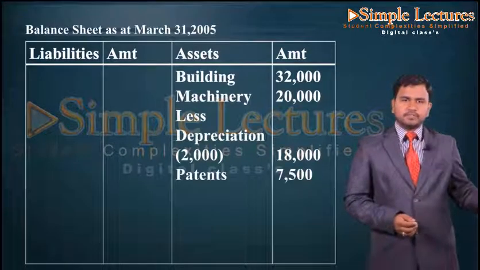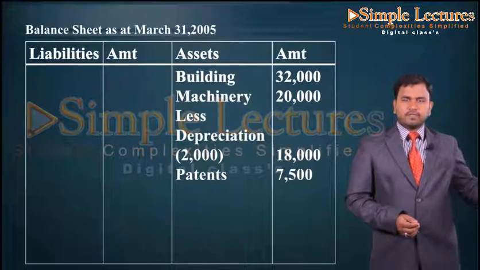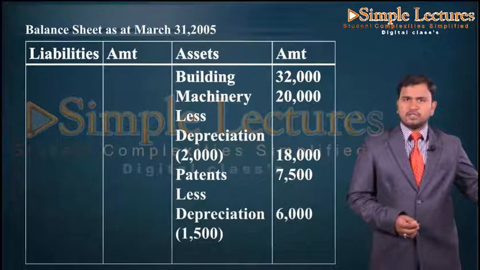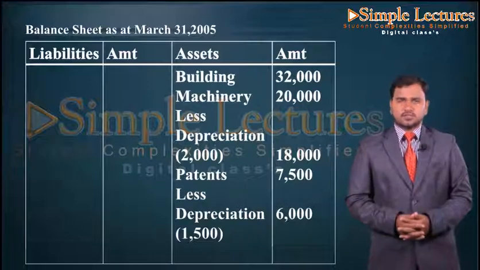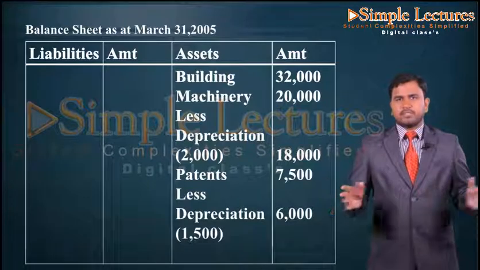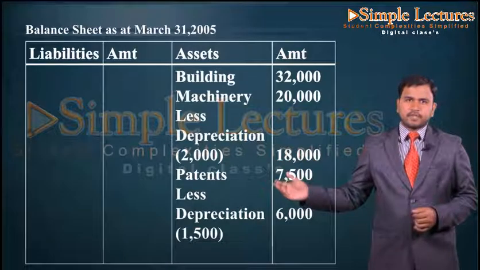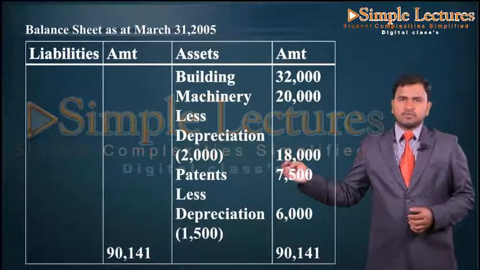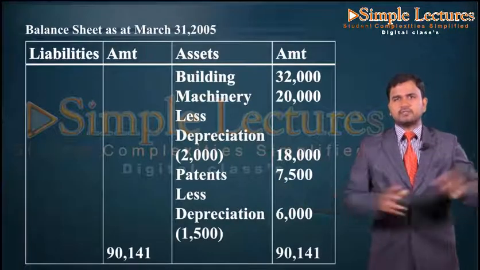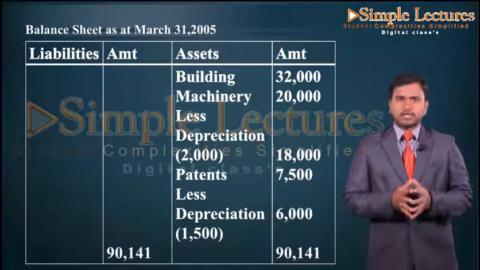Then we have patents. Again for patents we have charged depreciation, that has to be deducted. So patents 7,500, less depreciation 1,500, then outer column 6,000. So after recording all the entries, we have to see whether the balance sheet is getting the same total for liabilities as well as the assets. So let us take the total of the liabilities side, where we have 90,141, and let us check in the asset side, where again we have a total of 90,141. So here we are done with the trading and profit and loss account and the balance sheet.